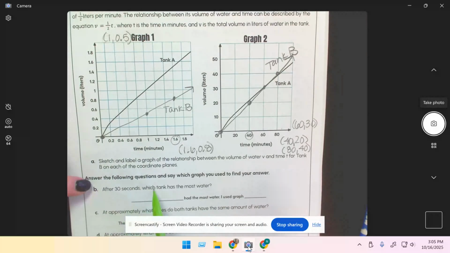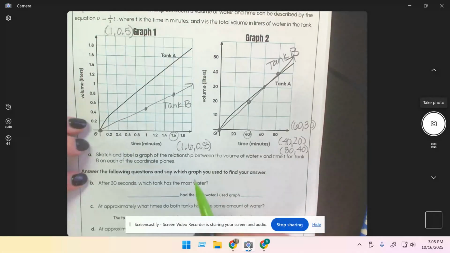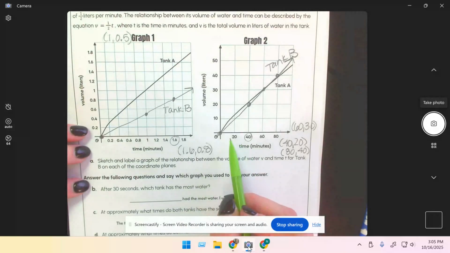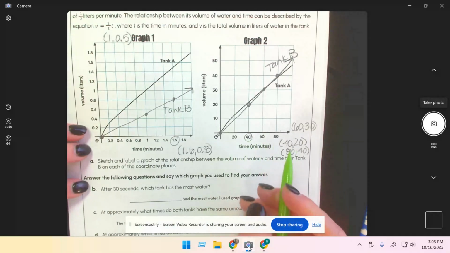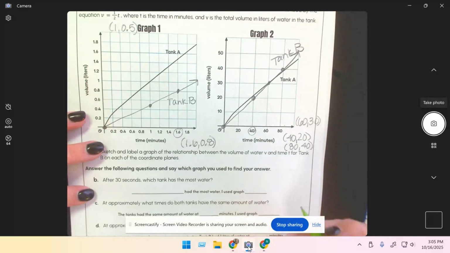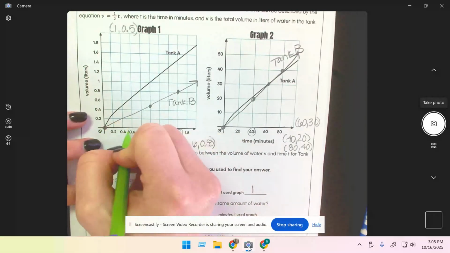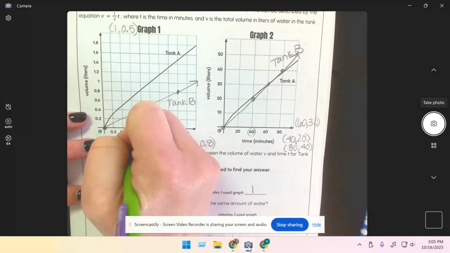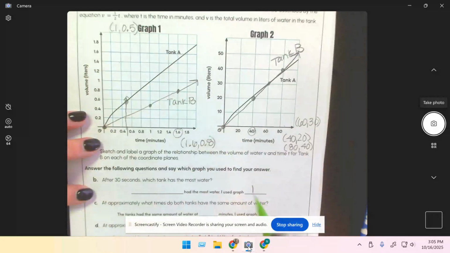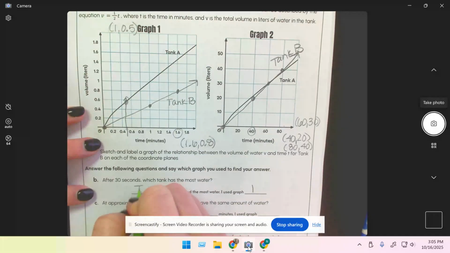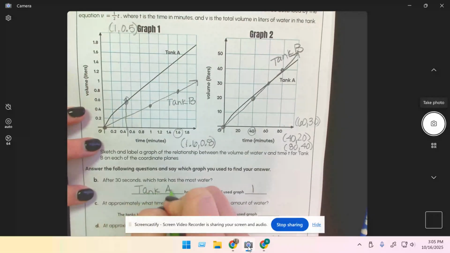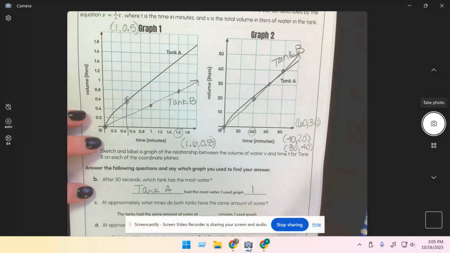So after 30 seconds, which tank has the most water? After 30 seconds. So thinking about 30 seconds, the time is in minutes. So 30 seconds is half a minute. So do you think we can use graph B for that? Hopefully we're thinking no. So we're going to use graph 1. 30 seconds is approximately here, 0.5. So if I follow it up, do you see how tank A is a much higher line? So tank A has the most water.